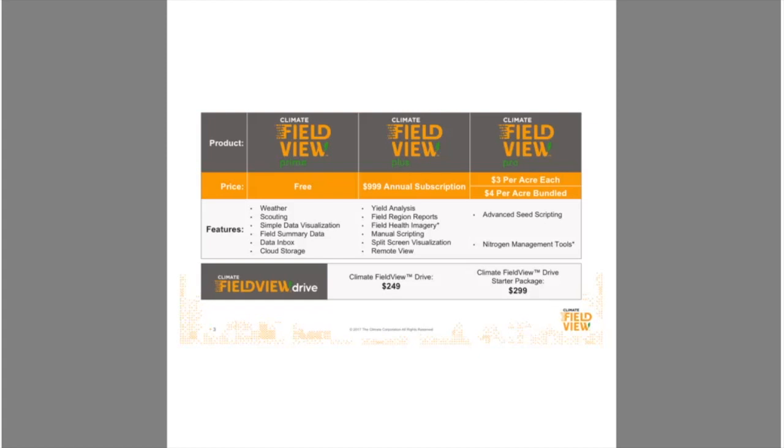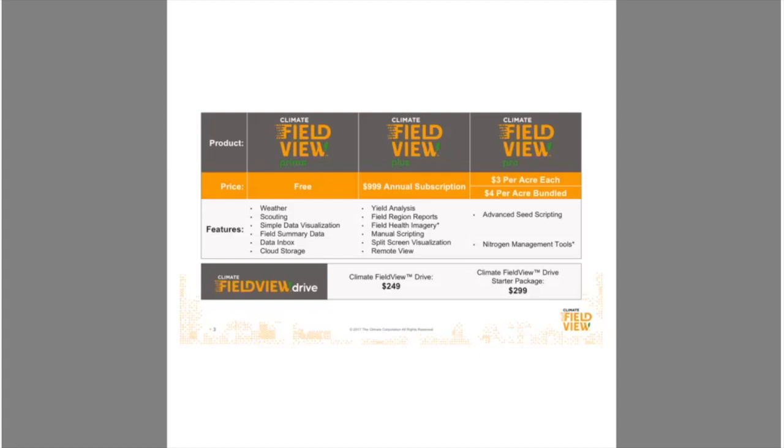That is available in large parts of the country, but out west in some places, the field health imagery is not a part of the FieldView Plus package. Manual scripting, all the stuff I just went through, is part of Climate FieldView Plus. You can script whether you farm 500 acres or 50,000 acres. It is all part of the $999 annual subscription, and you can use it on every acre in your operation if you have access to Climate FieldView Plus.